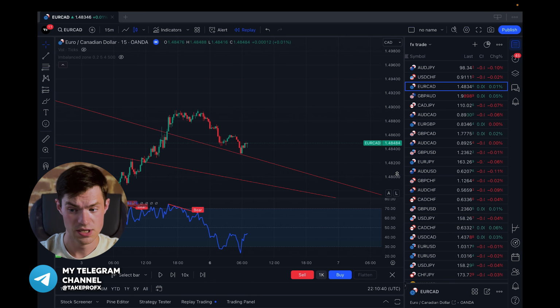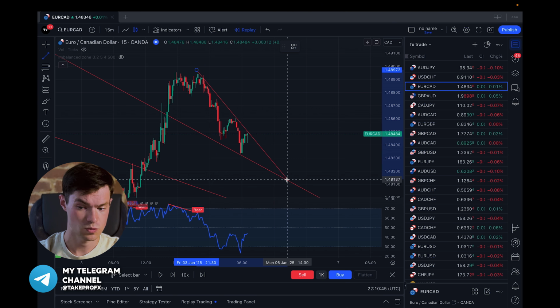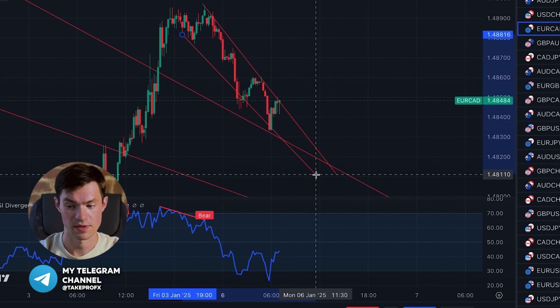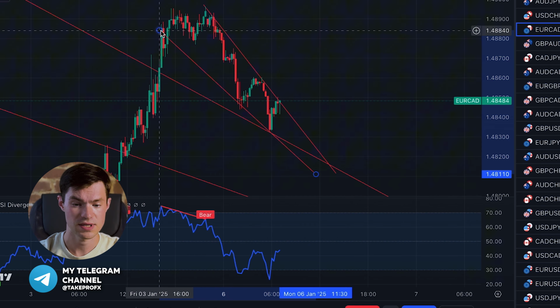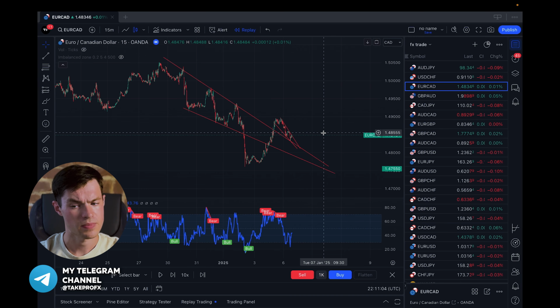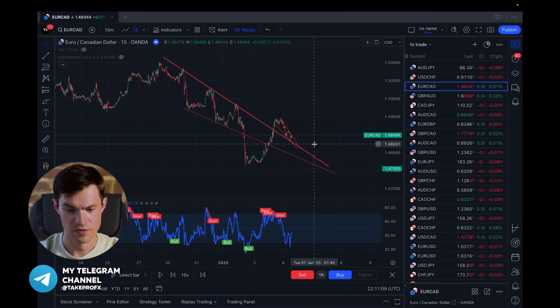Here we have another retest. There we have a smaller falling wedge, so all I need to do is to wait for the exit from this falling wedge. Here we can basically draw something like this. But the most important thing is that we have broken through and tested a big falling wedge. Where can the price go after the retest of this trend line? We can make it more bold. It is very important for us.